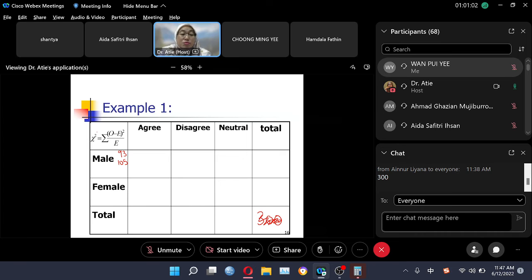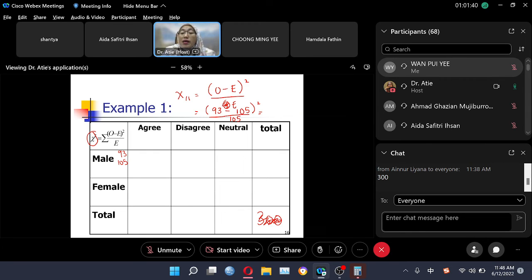Okay, now we want to calculate the chi-square. In order to find the chi-square for the first cell, for example column 1, row 1, we have O minus E squared divided by E. Remember, this is the formula right here. So how do we get it? The O is 93, so 93 minus 105 squared, divided by 105. We need to get that answer.